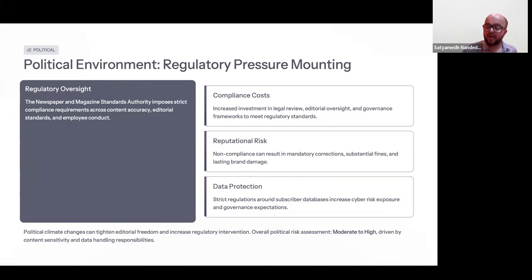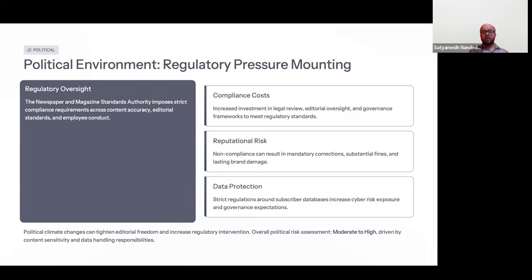Then there are high compliance costs involved in this particular industry, in the sense that the amount of time that will have to be spent in doing review of each and every piece of news or each and every article that goes out. For that you will have to employ additional staff. Plus, if there is non-compliance, then you incur fines and penalties.